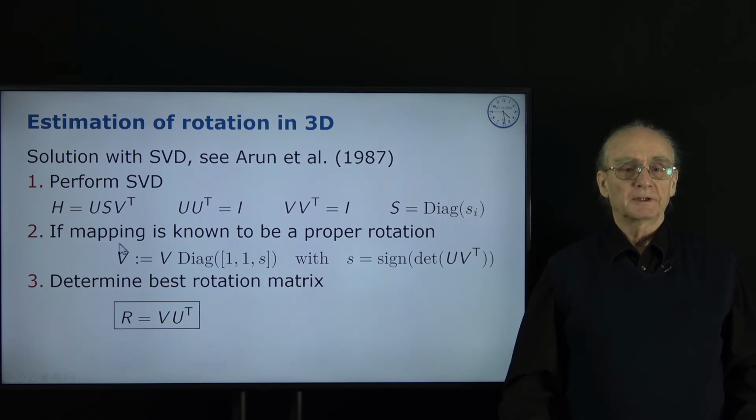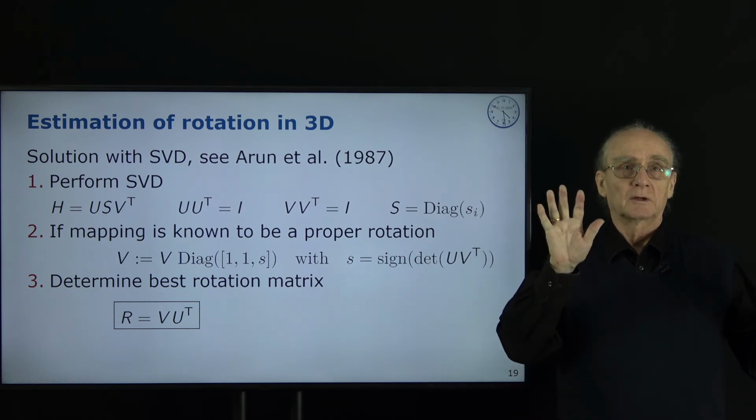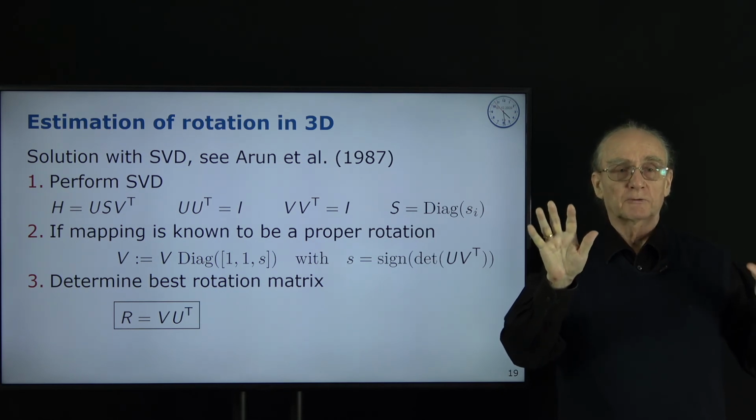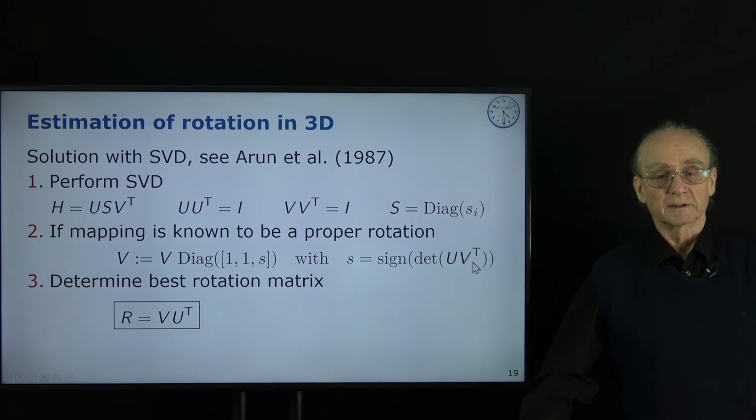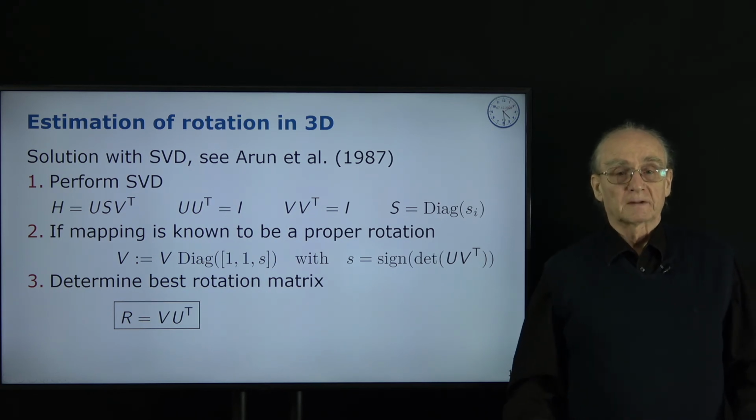Now, if we know that the mapping from the given coordinate system to the observed system is a proper rotation, there is no reflection, then the last element of V needs to change sign if the determinants of U, V prime have a negative sign. So, unless there's already a proper rotation, we can also leave the 1 here, because then we will see on the next slide that the U and V will have the same sign.